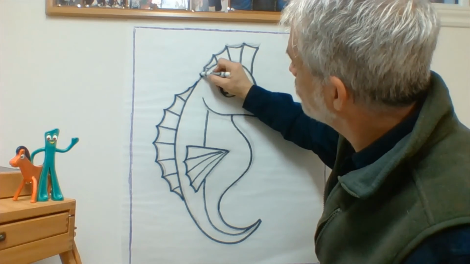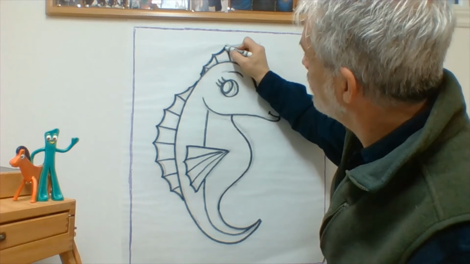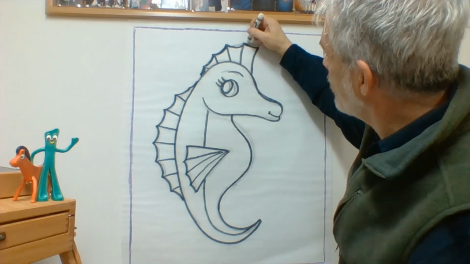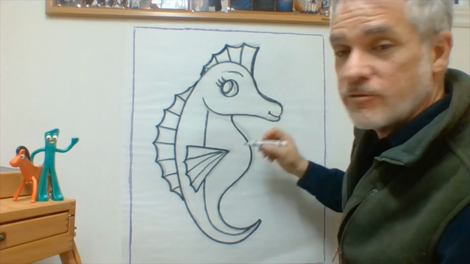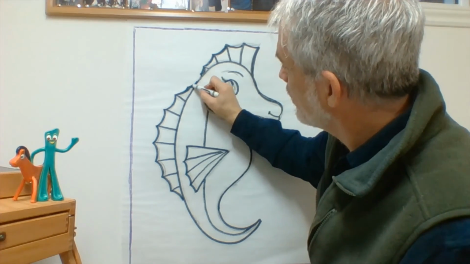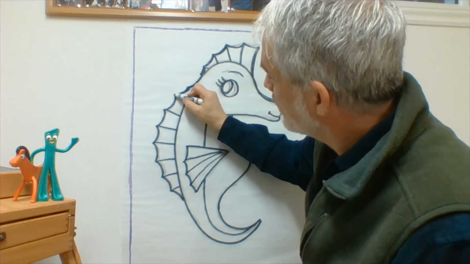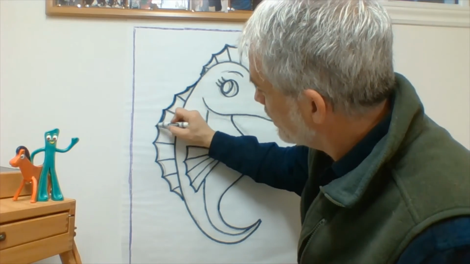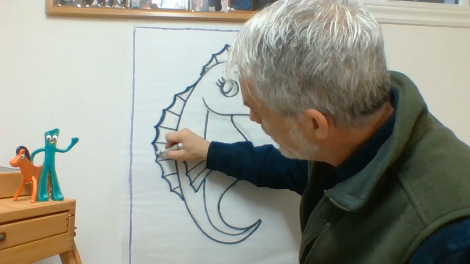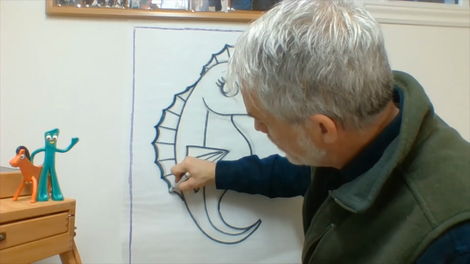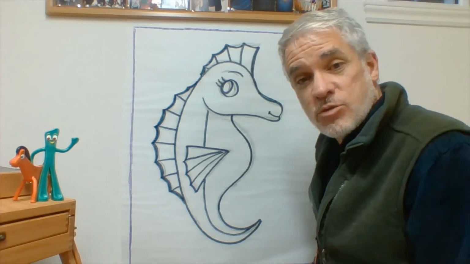If you want to draw other little sea creatures in the water, other ocean dwelling creatures, a little fish, a little mermaid, a little octopus, a little SpongeBob. Whatever you think is going to make your picture look even neater, that's what you should do.